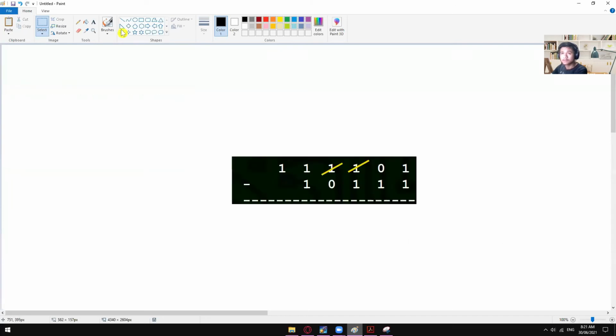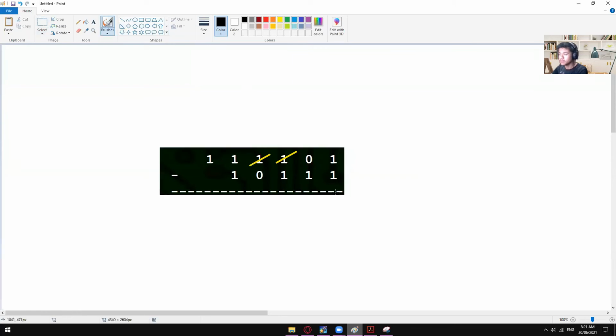So let's answer this one now. 1 minus 1 is of course 0. 0 minus 1 cannot be, so we have to borrow. So this 1 will become 0, and this 0 will become 10. And then 10 minus 1 is 1. Okay, 0 minus 1 again cannot be, so we have to borrow from this neighbor of yours. So 1 will become 0, 0 will become 10. 10 minus 1 will become 1. 0 minus 0 is still 0, 1 minus 1 is 0, 1 minus 0 is 1.